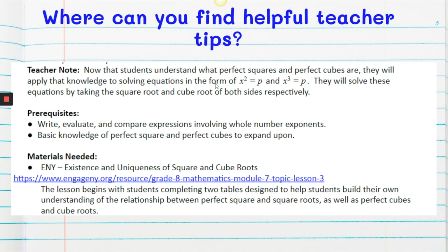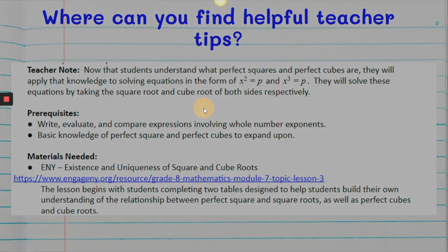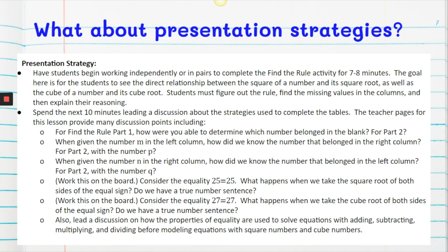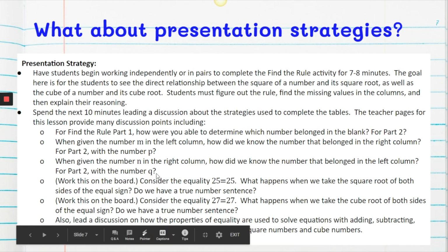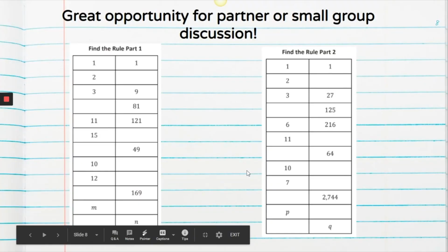As far as teacher tips go, now that students understand what perfect squares and perfect cubes are, and I showed y'all that on the scope and sequence, they will apply that knowledge for these equations that are x squared equals p or x cubed equals p, and they'll take either the square root or the cube root in order to solve those. This lesson has several presentation strategies and instructions for how to go about doing the lesson.